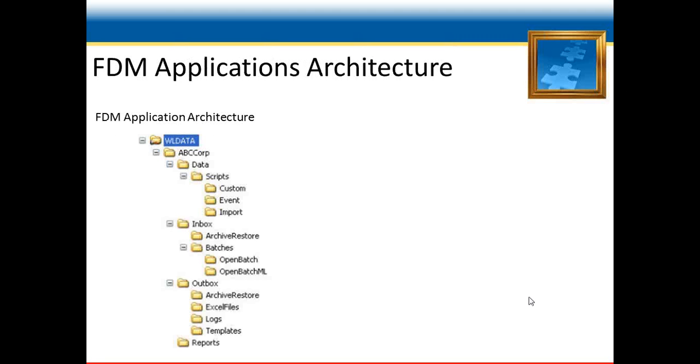Now we will see FDM application architecture. When you create an FDM application, the directory structure for that application gets created. As you can see on the screen, we have created one FDM application, that is ABC Corp. This ABC Corp folder contains four main directories, that is data directory, inbox directory, outbox directory, and reports directory. So we will see about these directories one by one.